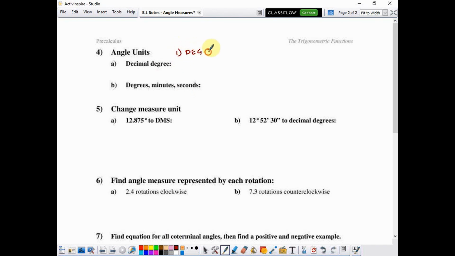A degree is 1/360th of a circle. That's why there's 360 degrees in a circle. In decimal form, decimal degrees, you might see something like 7.329 degrees.